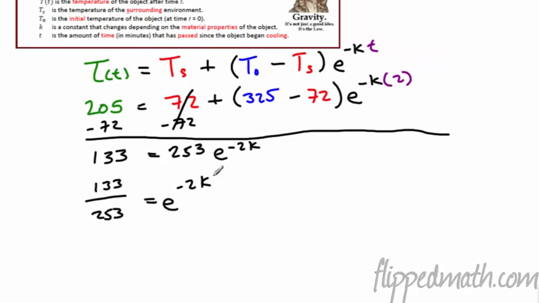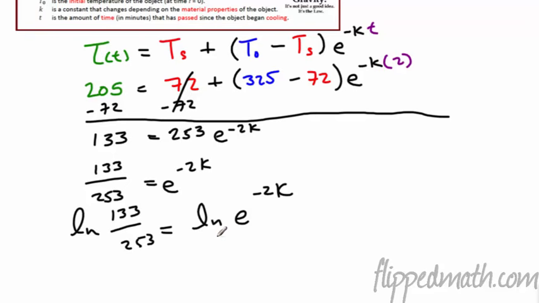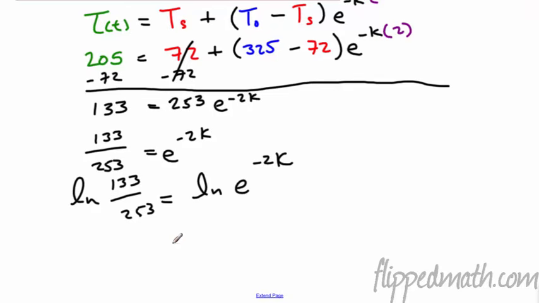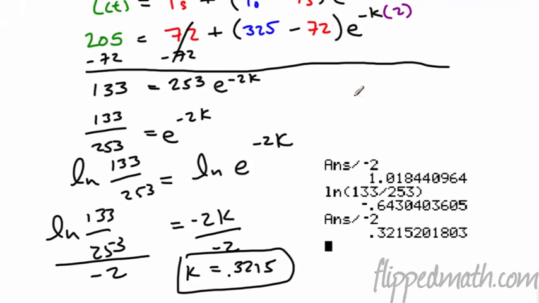Okay, so I worked it through to this point here. You can kind of follow my work. We get 133 over 253 equals e to the negative 2k. I'm going to take the natural log of both sides here. That seems like a smart thing to do because if I take the natural log of e to the negative 2k, remember natural log is the exponent I use on e to get e to the negative 2k. That's just going to be negative 2k. And so that's going to equal the natural log of 133 over 253. We have to divide that by negative 2. So whatever that quantity is right there, we divide it by negative 2. Hopefully you get the same thing I get, k equals 0.3215.